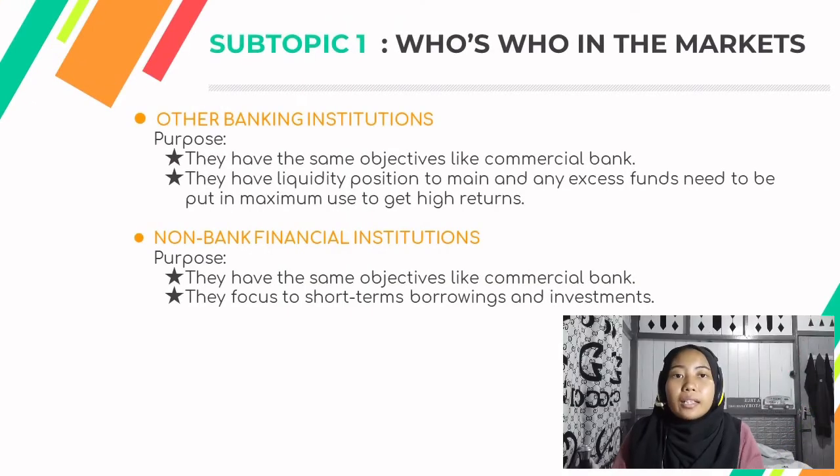Third one is other banking institution. They have the same objective as commercial bank earlier. They have to maintain their liquidity position, and any excess fund needs to be put to maximum use to get high returns. And then the fourth one is non-bank financial institution. They have the same objective as commercial bank, and they focus on short-term borrowings and investments.